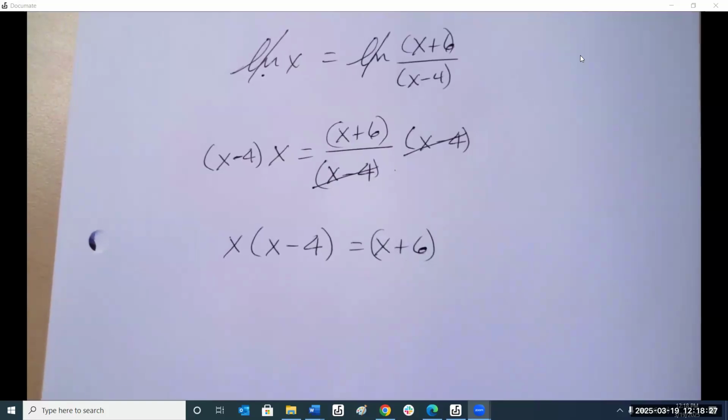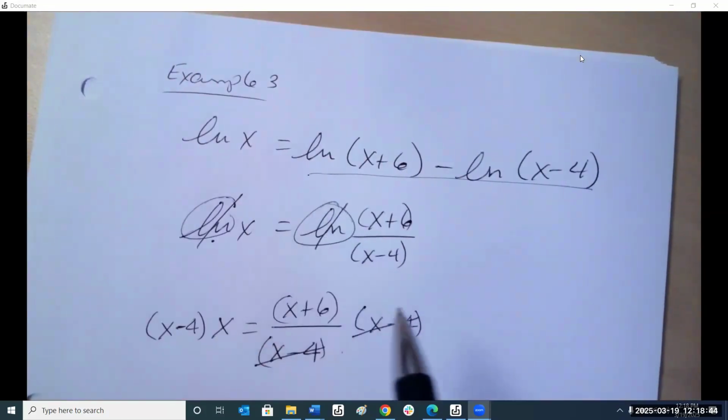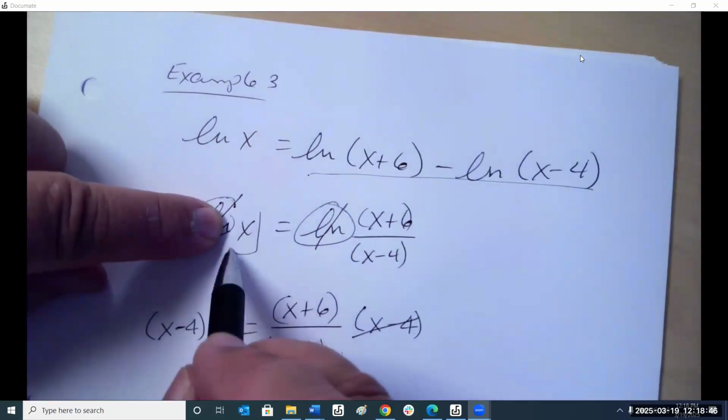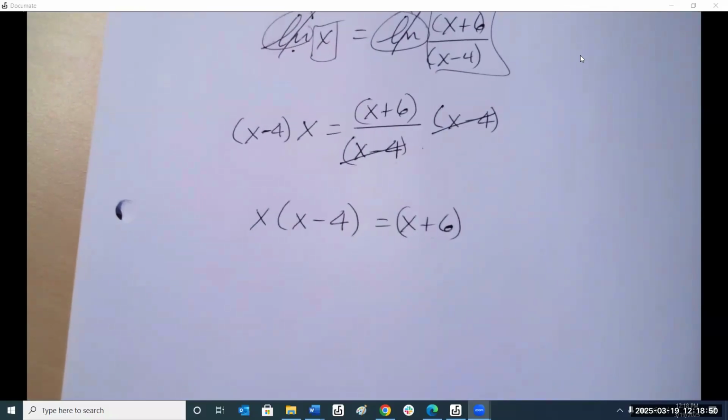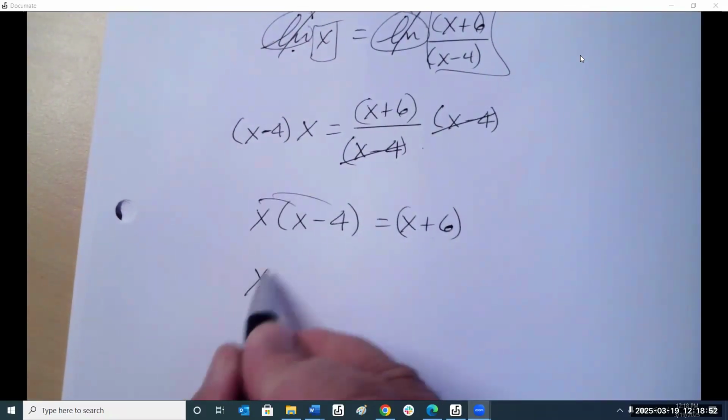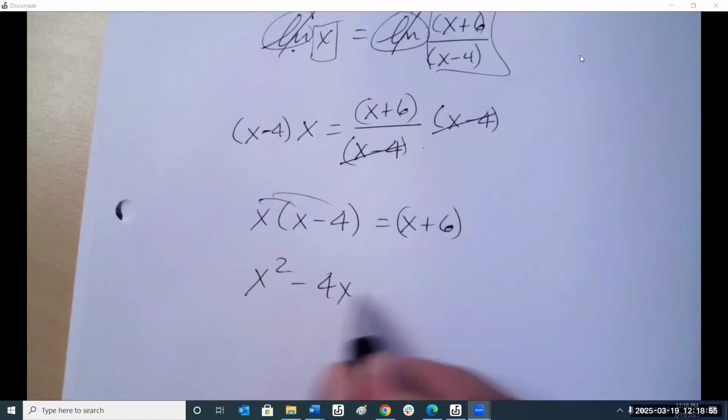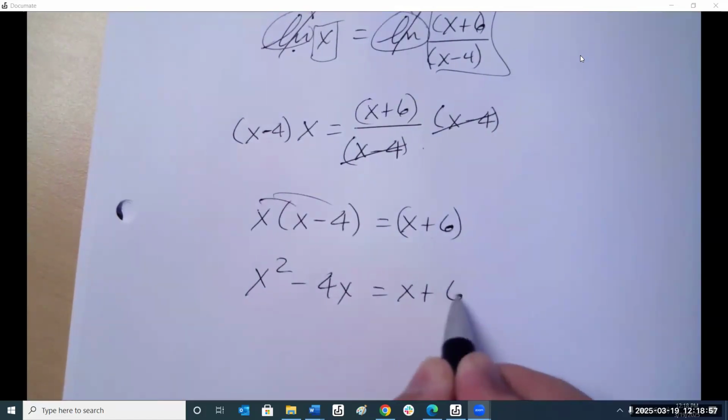It's the same thing as if m equals n, then ln m equals ln n. So as long as there are the same exact logarithms, all you have to do is compare the numbers. Since there are ln's on both sides, the only way they can be equal is if this equals this. So we have x squared minus 4x equals x plus 6.